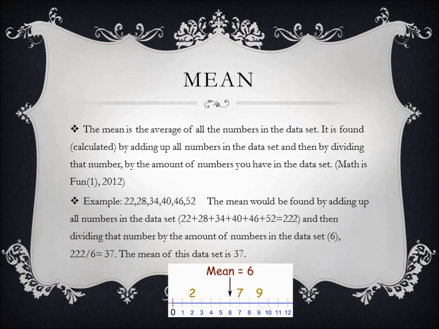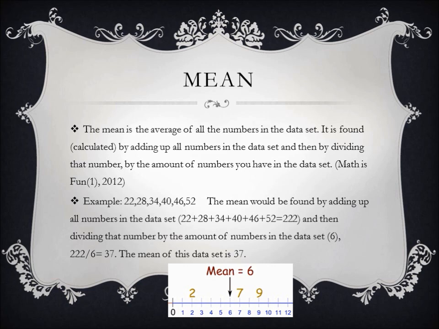Now, what is the mean? The mean is the average of all the numbers in a data set. It is found or calculated by adding up all numbers in the data set and then dividing that number by the amount of numbers you have in the data set.